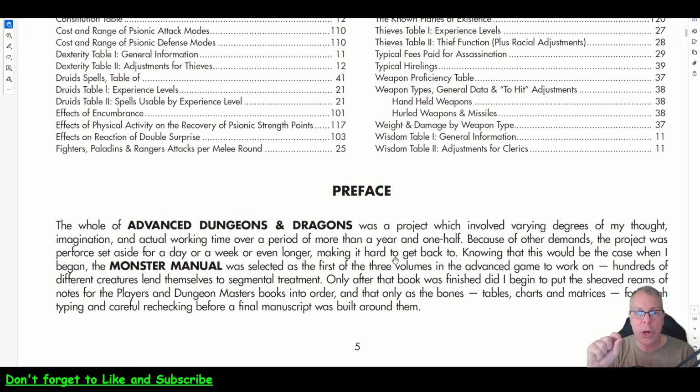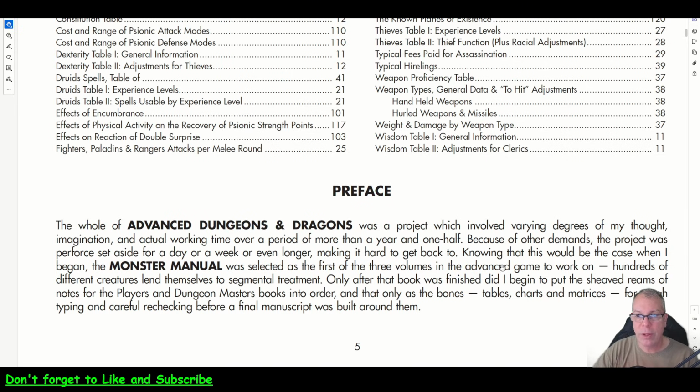So we know we got the Monster Manual already, and at this time in 1979, I had picked up my copy of the Player's Handbook, so I had that, and this tells me there's another book that's coming out. So the Monster Manual was selected as the first of 3 volumes. So we got a monster book, but we didn't get any way to play those monsters except for what was in the original Dungeons and Dragons set at the time.